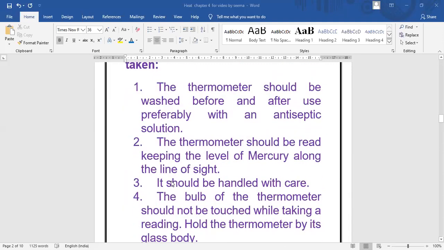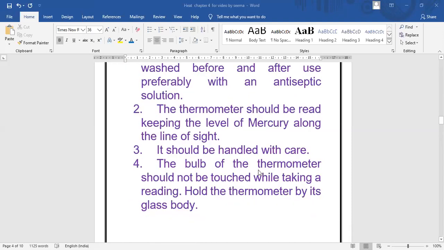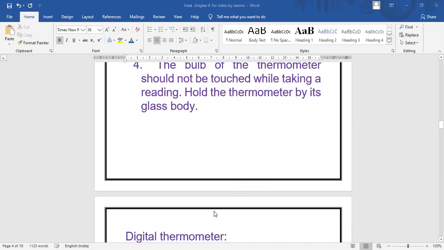Number one, the thermometer should be washed properly with antiseptic solution. Second, the thermometer should be read keeping the level of mercury along the line of sight. It should be handled with care. The bulb of the thermometer should not be touched while taking a reading. Hold the thermometer by its glass body.